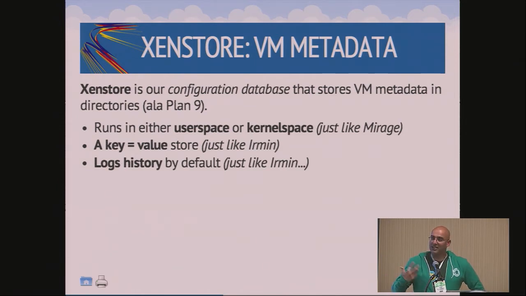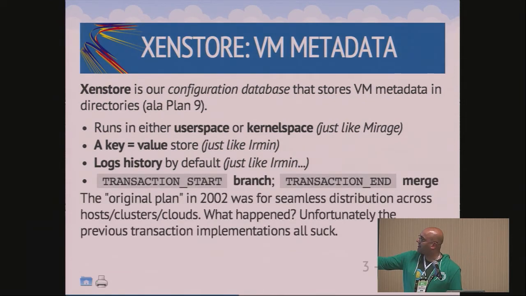Now, XenStore is a very, very old configuration database in Xen. It's very much like Plan 9. And you notice a few features about XenStore. It runs either in user space or kernel space, just like Mirage. It's got a key value store, just like IRMIN. And it logs history by default, just like IRMIN. So you can kind of see where we're going with this, right? A lot of the components we built in the Mirage project are really aimed at what the XenStore does by default. Now, there's one other thing in XenStore that causes all of the pain, just literally a decade of pain, and this has been transactions.